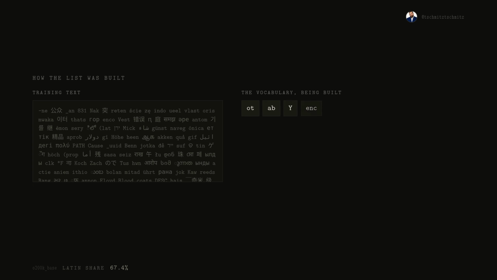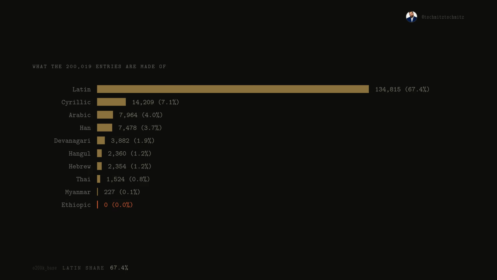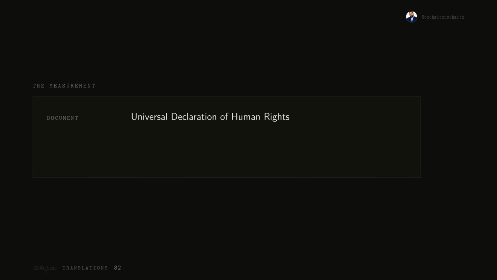So who picked those 200,000 pieces? Nobody, directly. They were counted. The list is built by scanning an enormous pile of training text and merging whichever pair of characters appears most often. Frequent in that pile, and it is cheap for you forever. Rare in that pile, and it is expensive forever. Which means the price of your language was decided by how much of it happened to be lying around. That is a strong claim, so I measured it.